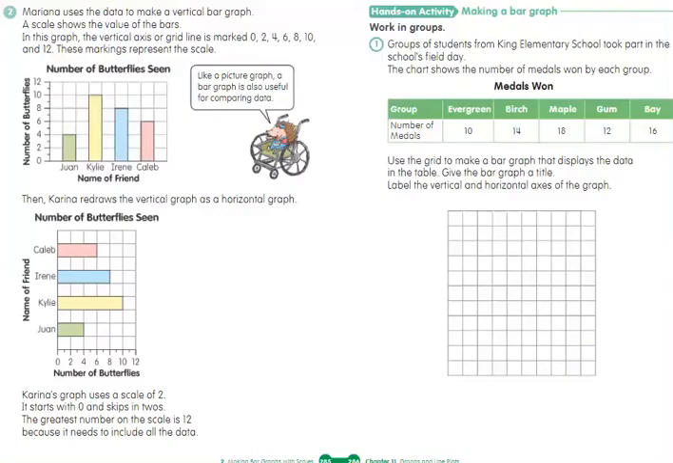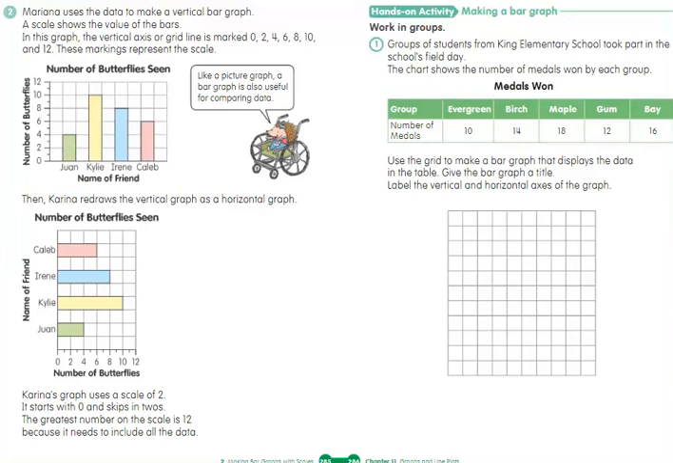All right, let's go here where it says number 2, Mariana uses the data to make a vertical bar graph. A scale shows the value of the bars. In this scale, the vertical axis or grid line is marked 0, 2, 4, 6, 8, 10, and 12. These markings represent the scale.